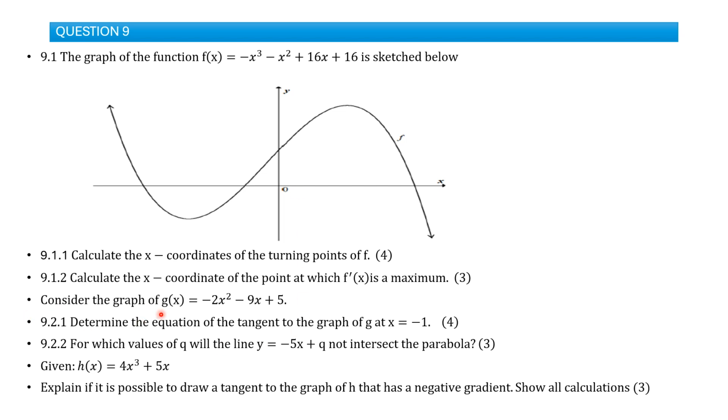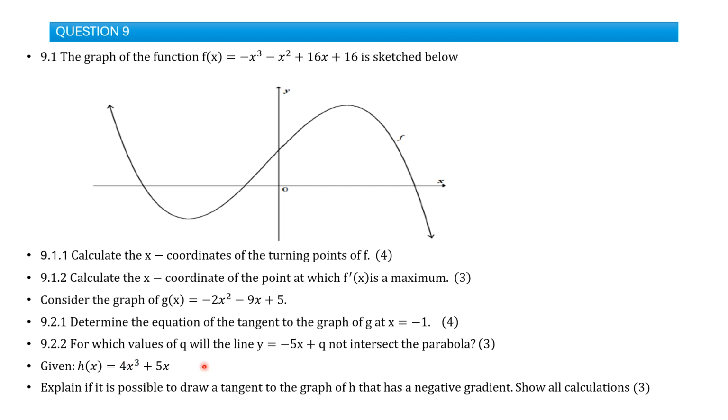Then they say consider the graphs of g of x equals minus 2x squared minus 9x plus 5. So they gave us the equation of a parabola. Determine the equation of a tangent to the graph at x equals minus 1. That's a very common question that we must know, that will be tested somehow, either this way or the other way in reverse, where we work and give you the equation of the tangent, and you must work back to front.